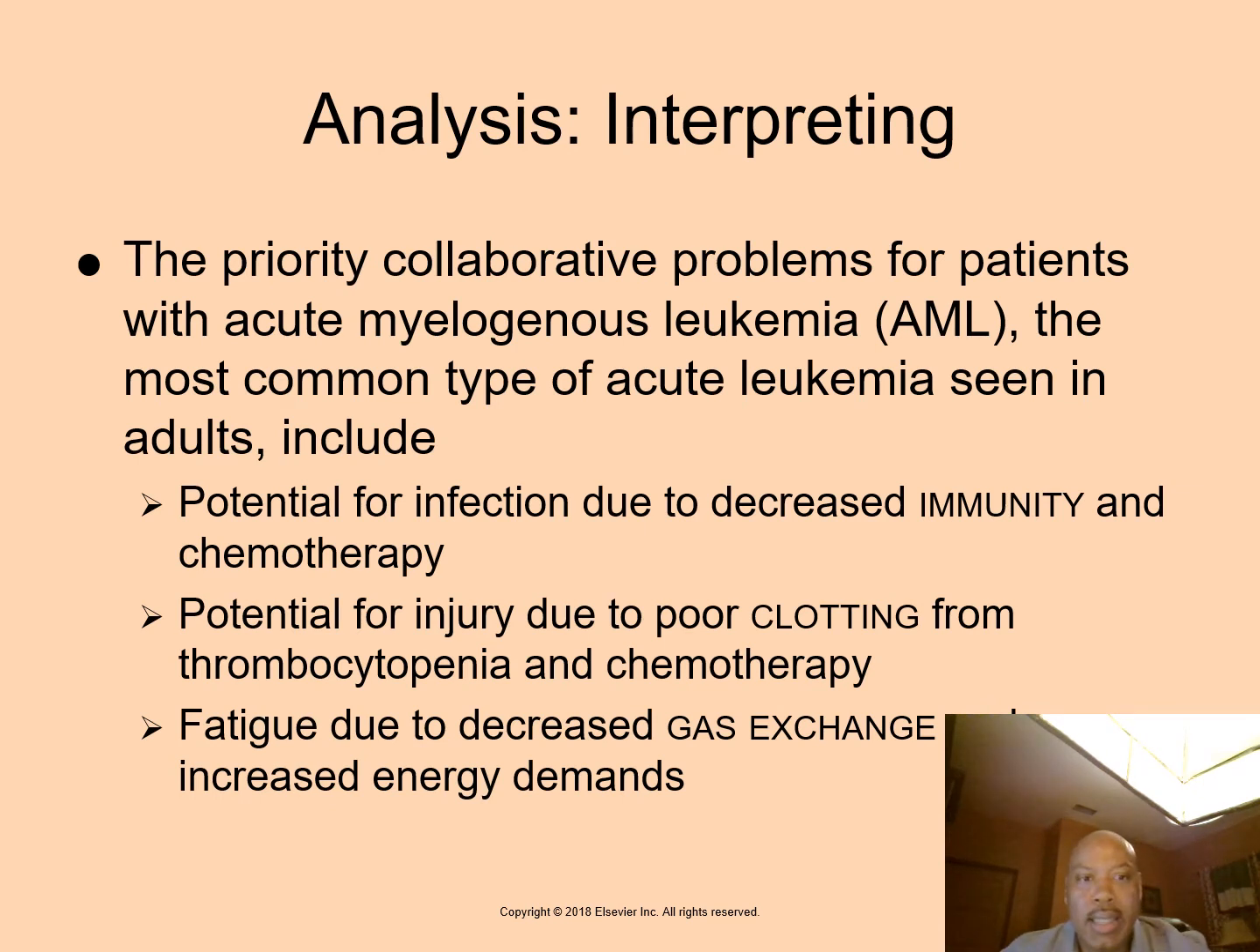As far as priority collaborative problems for patients with acute myelogenous leukemia, or AML, the most common type of acute leukemia seen in adults, these include potential for infection due to decreased immunity and chemotherapy. So they're at risk for infection. There's a potential for injury due to poor clotting from thrombocytopenia and also chemotherapy. There's also fatigue due to decreased gas exchange and increased energy demands with these patients as well.